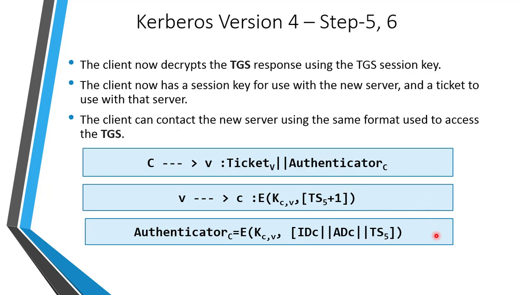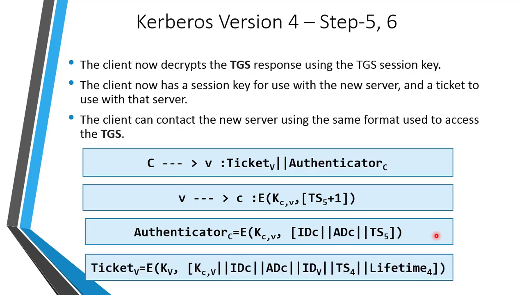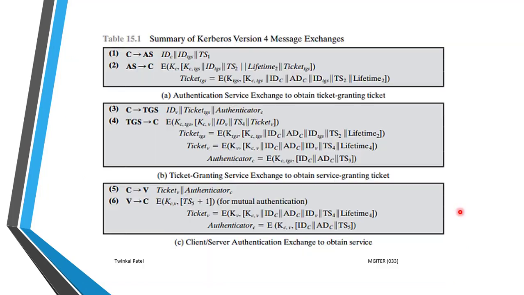So this is the Kerberos version 4 of authentication. Here the ticket, which we have seen earlier, is encrypted using the secret key of the application server, and consists of the ID of client, address of client, ID of server, timestamp, and the lifetime of the ticket, and also the secret key shared between the client and the application server. So this step is for the mutual authentication between the client and the application server.